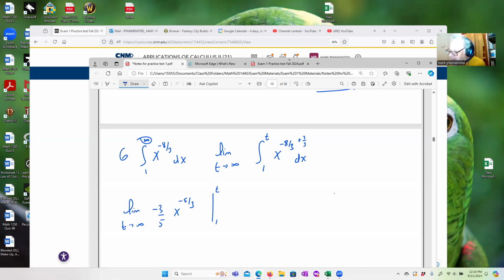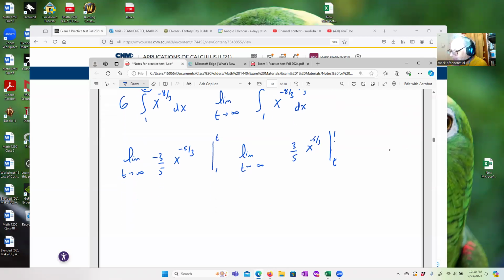Now, one of the things that I always like to do when I have a negative sign here is to change my limits. So we have limit as t goes to infinity, and I'm going to say this is 3/5 x to the negative 5/3 from t to 1. The negative sign just swaps the limits of integration. It might be easier for you. It's fine. So go ahead and say this is the limit as t goes off to infinity of 3/5, write 3/5 in front if you like, of 1 over x to the 5/3. That way you don't have to deal with the negative exponent anymore. And again, we're going from t to 1.